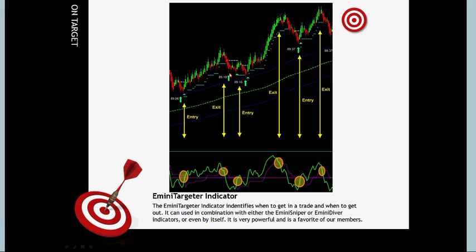Then we get this signal here. Now this is going to show us upside divergence, and I'm assuming pretty much everybody's comfortable on divergences. This means that we have a lower low in price and a higher bottom on this green. So this is going to show us upside divergence, and we're going to see a nice long scenario that plays out.